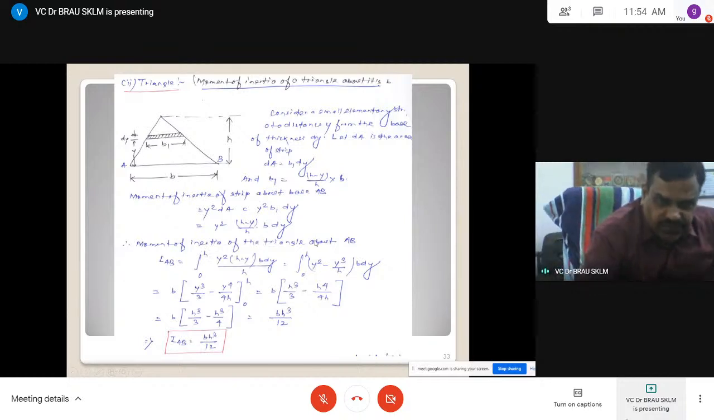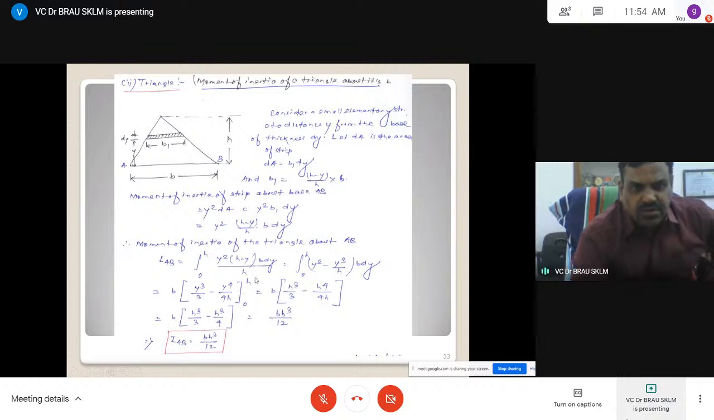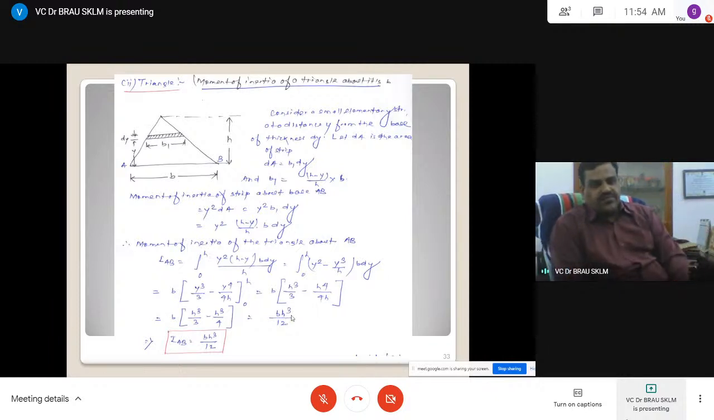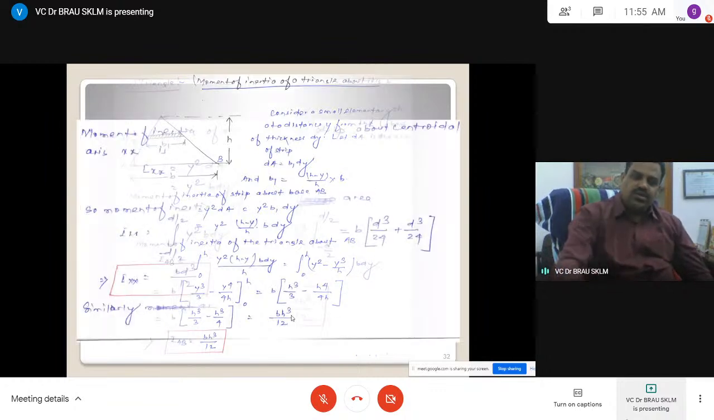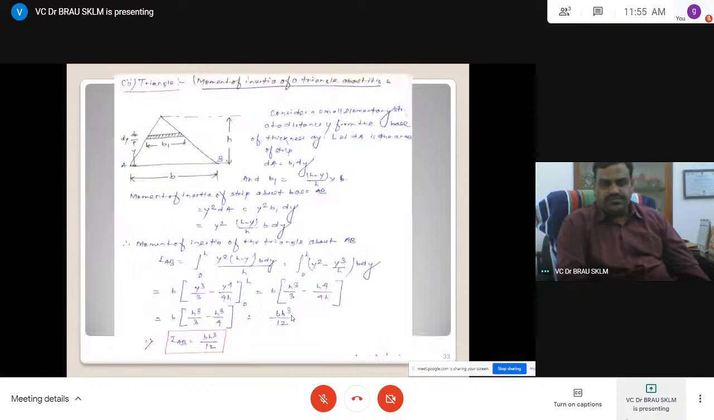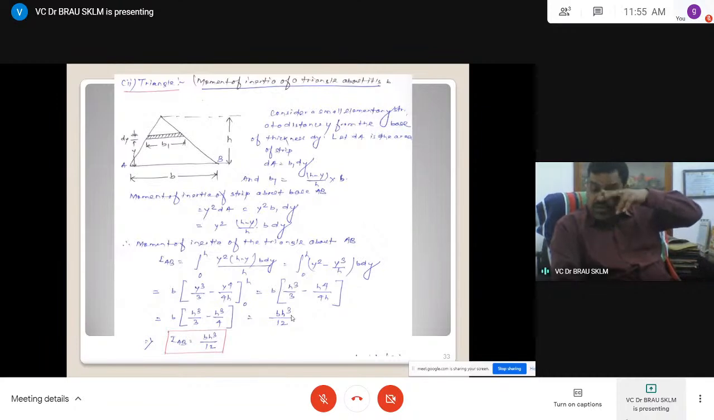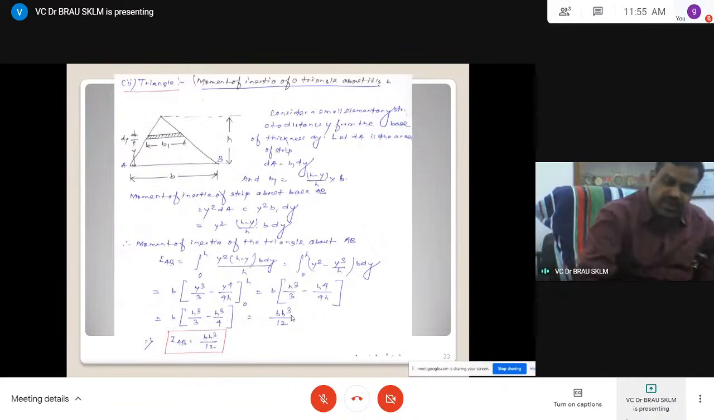The moment of inertia about AB is equal to the integral of y squared dA, with limits 0 to h. From this you find bh cube by 12, a simple integration. So IAB for a triangle about the base is bh cube by 12, same as what we did for bd cube by 12. This is for a triangle about the base, but about other axes it will change, where we want to calculate the moment of inertia.